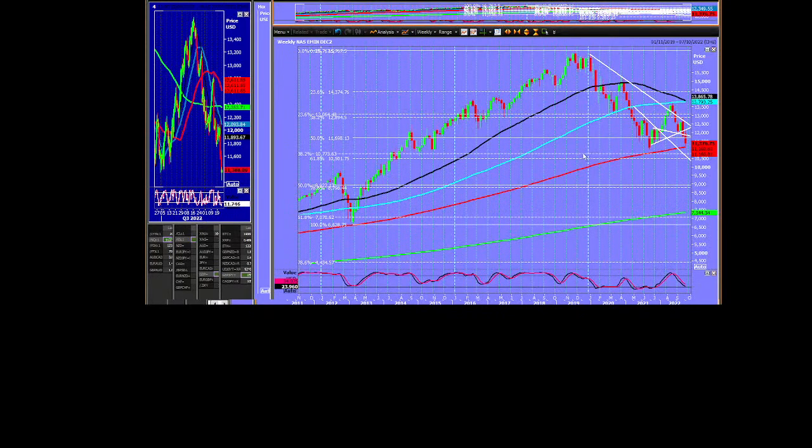9,387. Bang, bang, bang. 9,387. Okay, that's kind of no man's land here. Oh, hang on. What's this? This is the COVID crash peak, 9,763. So we could certainly be going to 9,763.